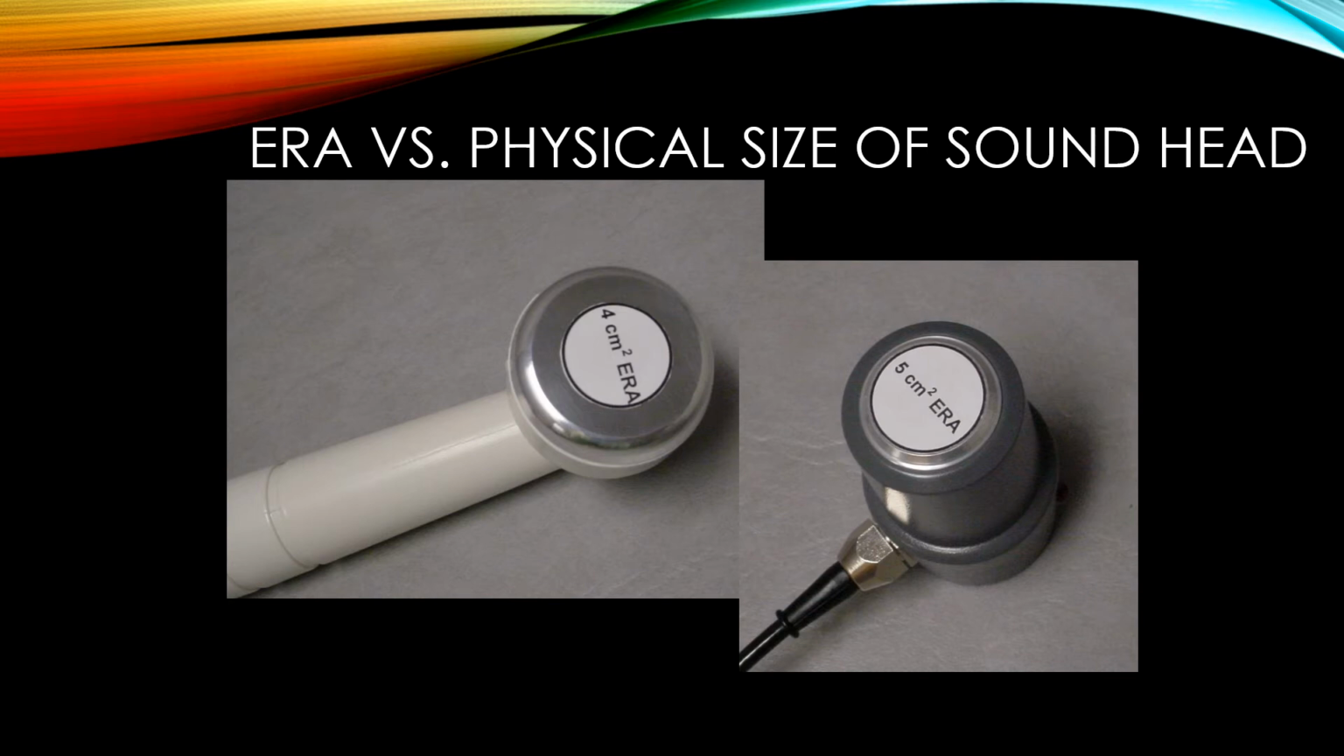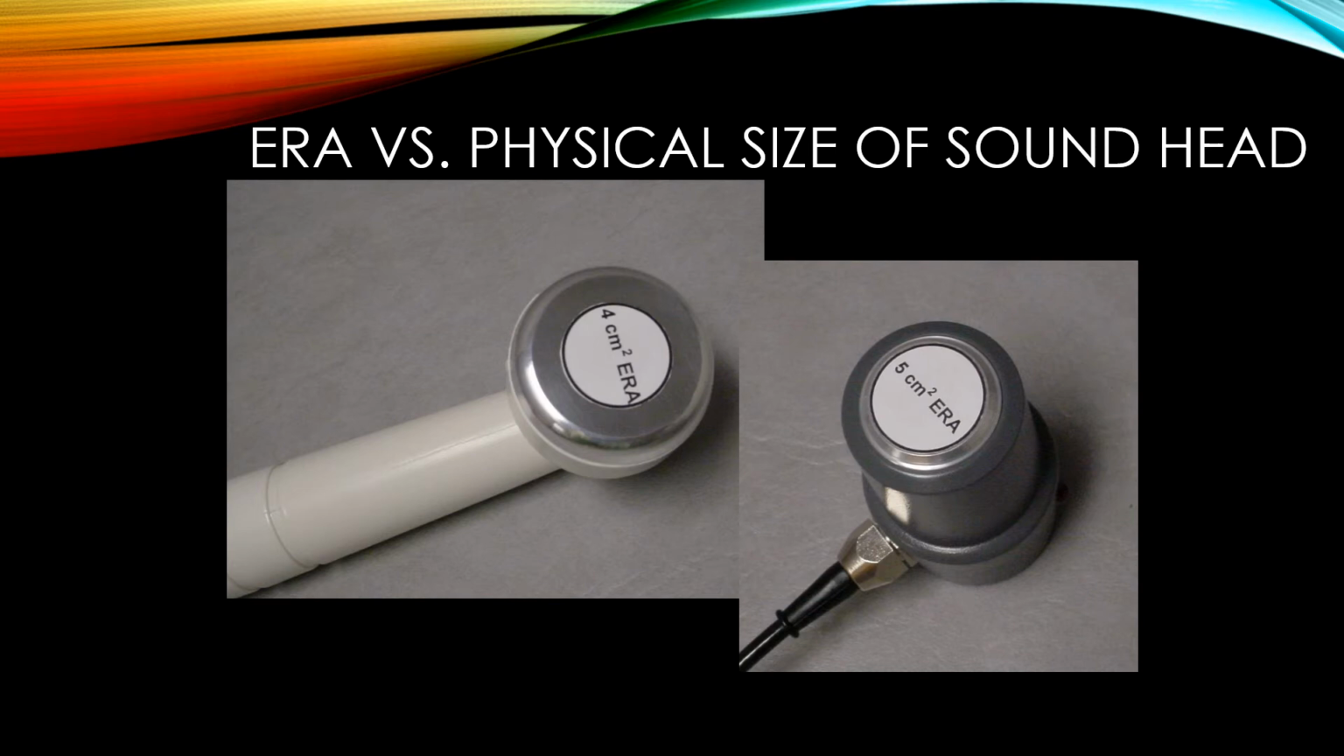On the other hand, with the transducer on the left here, and this is a very common transducer that you'll see in clinics, this one is labeled with a 4 square centimeter ERA, and so I made a circle that was exactly 4 square centimeters, and I pasted it on this transducer, and you can see that probably more than half of this transducer is actually doing nothing. It's only this small circle that is actually producing ultrasound, presumably in the middle of this physical sound head, although we don't know that for sure.